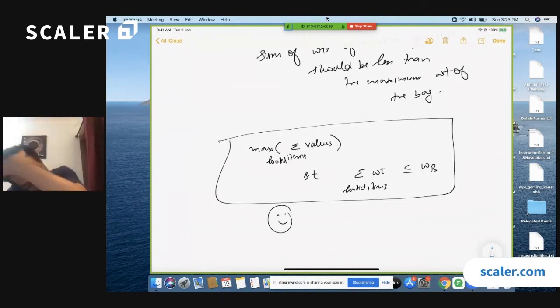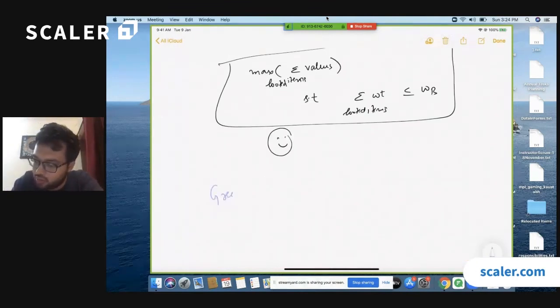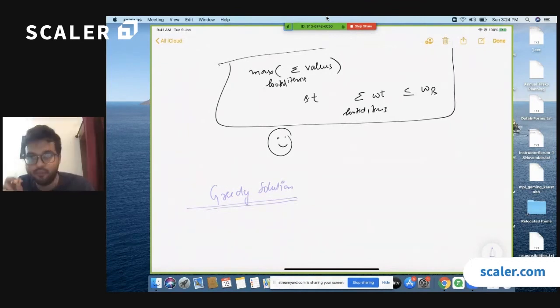So the answer here, folks, is that let's try to evaluate whether a greedy solution will work for us or not. I would have told you in the previous classes that I have taken online that greedy solutions work for certain problems. So what is a greedy solution? A greedy solution says that you are taking a decision which seems best to you at this point in time.